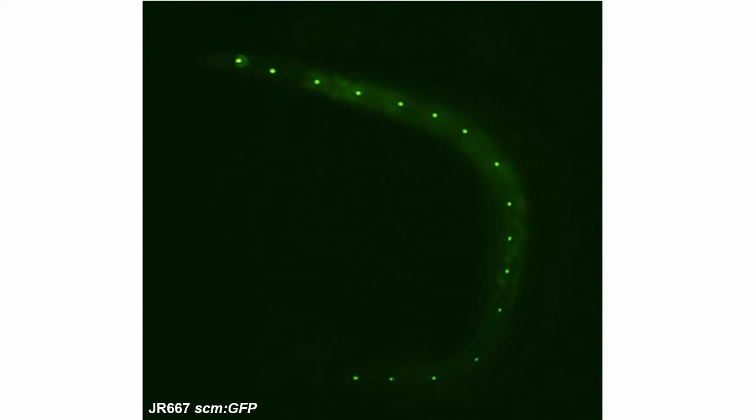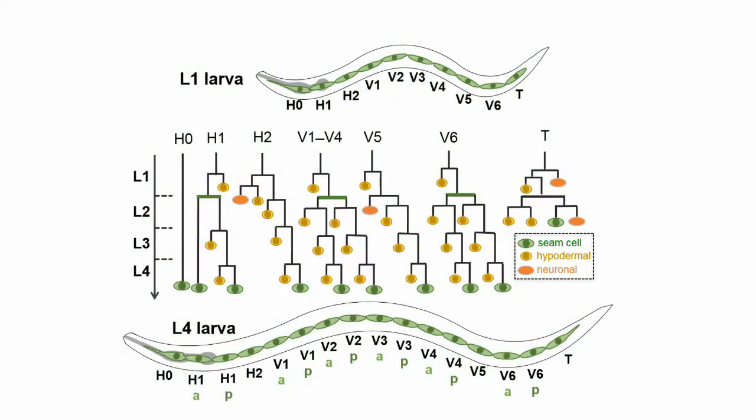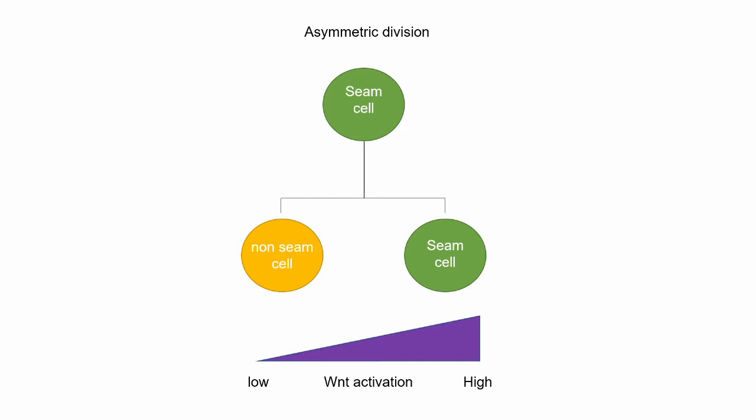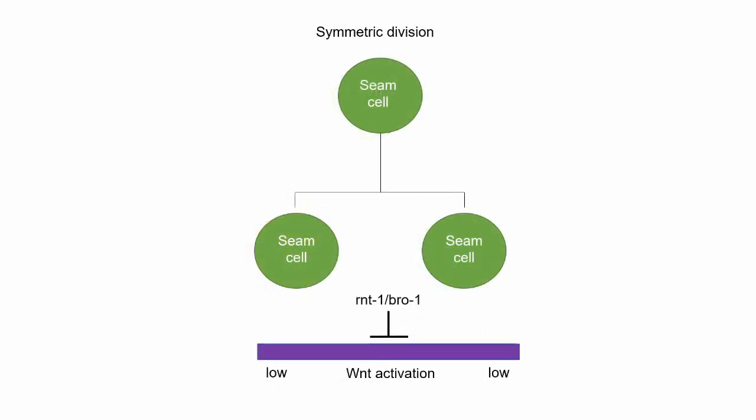Seam cells have a very stereotypical division pattern at the normal growth condition of 20 degrees, dividing asymmetrically to produce hypodermal and neuronal cells throughout development, as well as symmetrically to expand the population of seam cells. Asymmetric distribution and activation of the cell signaling pathway, known as the Wnt pathway, provides the necessary cues for asymmetric cell division, while the Runx homolog, Runt1, and its binding partner, Bro1, are necessary for symmetric cell division, overriding the Wnt asymmetry at an early developmental stage to expand the population of cells.